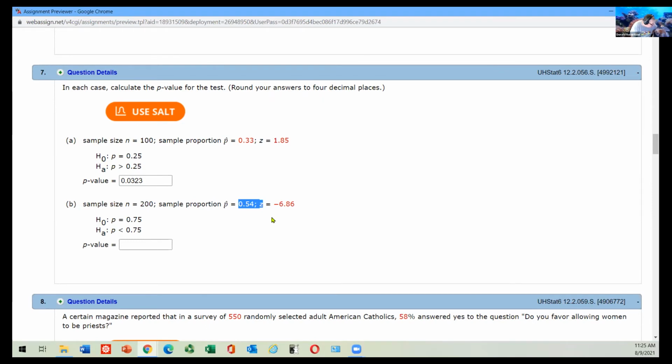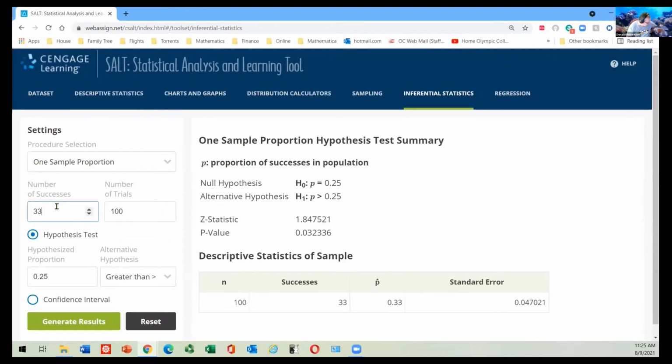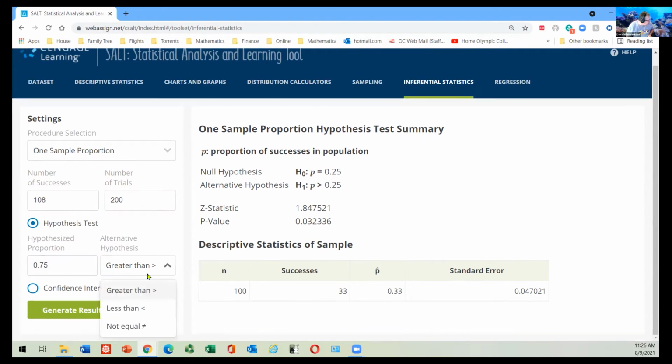Right, the next one, 200, p-hat at 0.54. The number is 200, and it's a 0.75, and it's a less than 0.75. Here we go. 0.54 out of 200. How many people is that? 0.54 times 200. That's 108 people out of 200. It's 0.75. And this one they want less than.